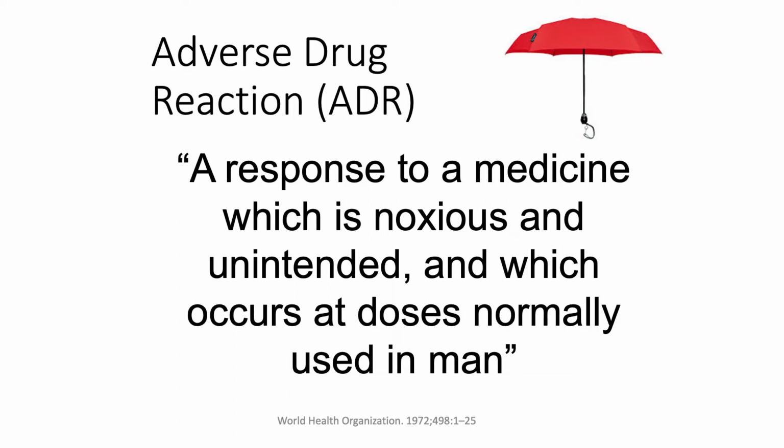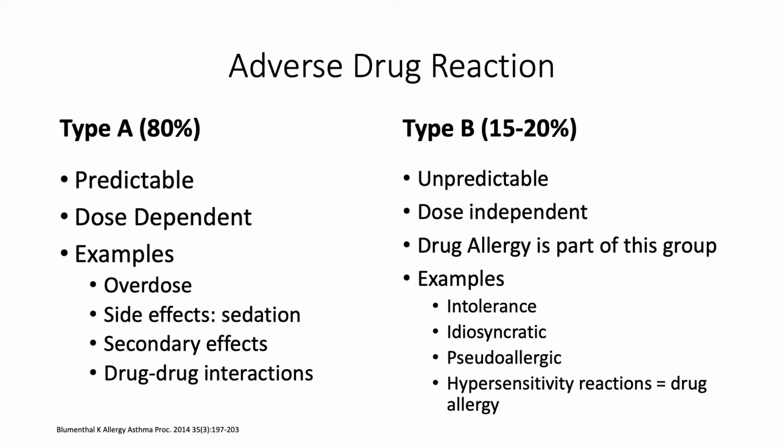And to clarify, you can divide these down into two main groups. Type A, which comprises 80% of adverse drug reactions, and Type B, which is 15 to 20%. Type A are predictable, dose-dependent. An example of this would be hepatotoxicity with an acetaminophen overdose.